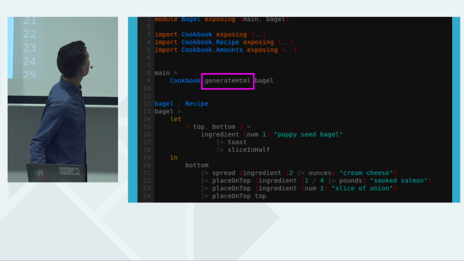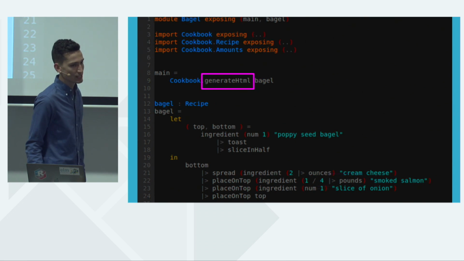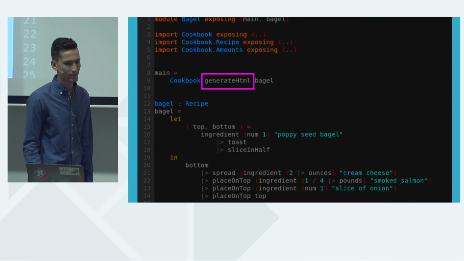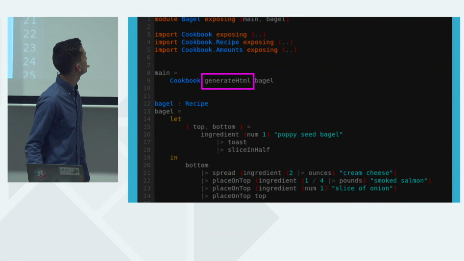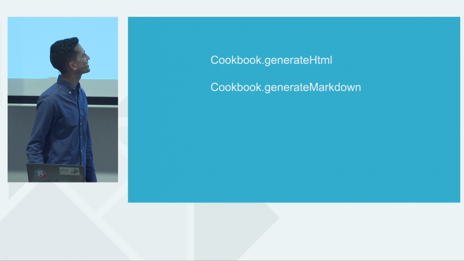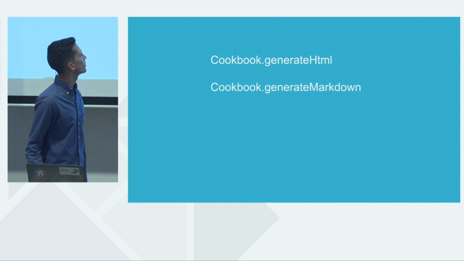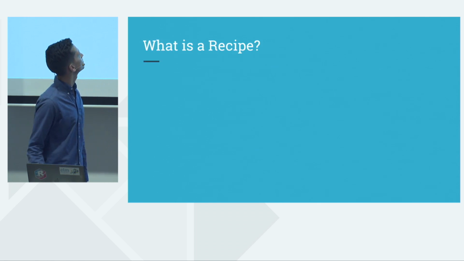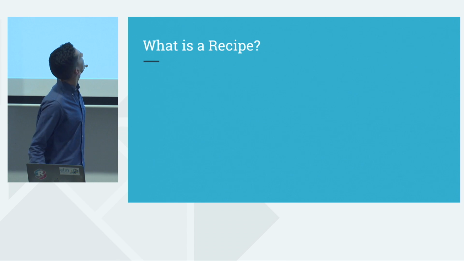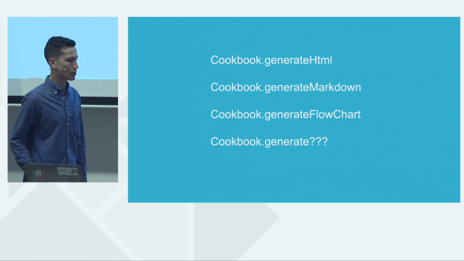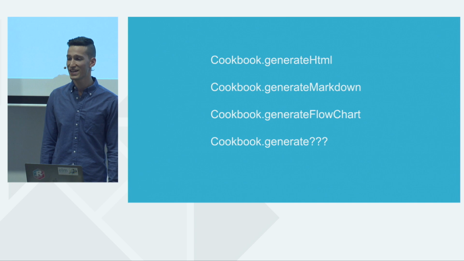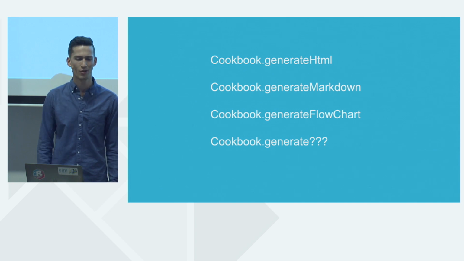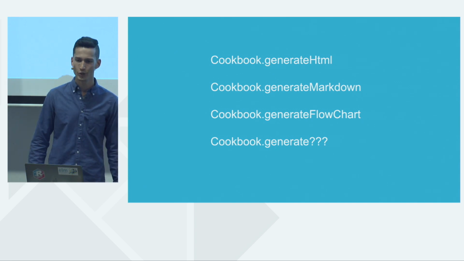And the last thing I want to point out is this generate HTML function. So bagel right there you can see is the type recipe. Generate HTML takes the type recipe and generates HTML, right? Very simple. But there's no reason why that couldn't say generate markdown, or generate LaTeX, or generate flowchart, or generate anything else, picture graph, whatever, however you want to read your recipe, right? You can write an interpreter for it.